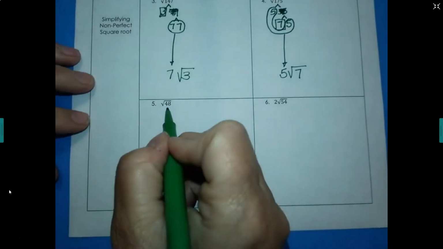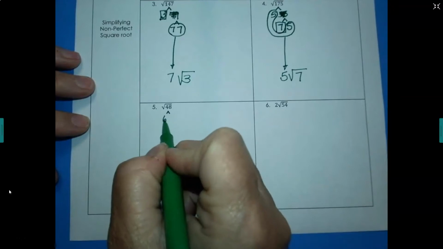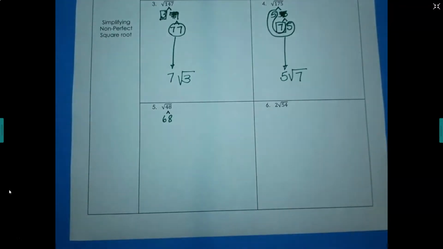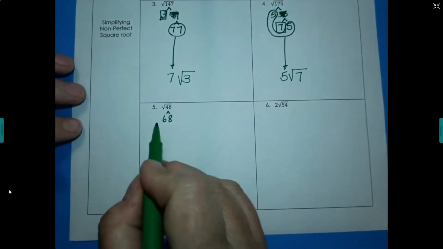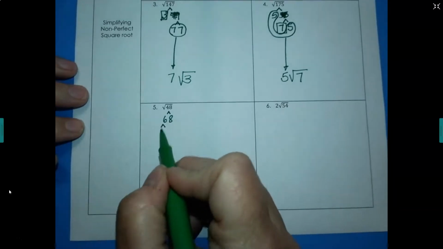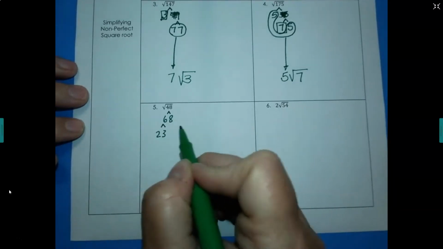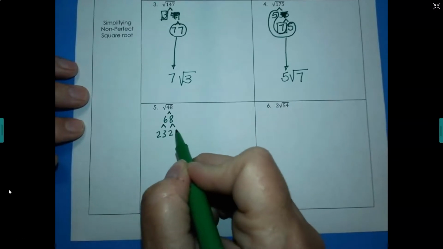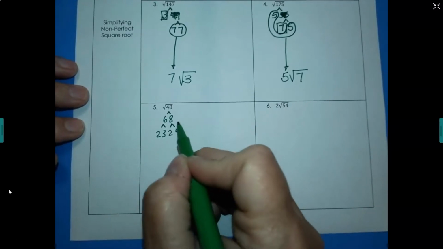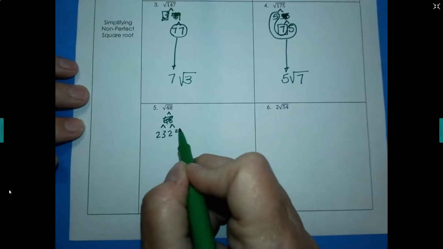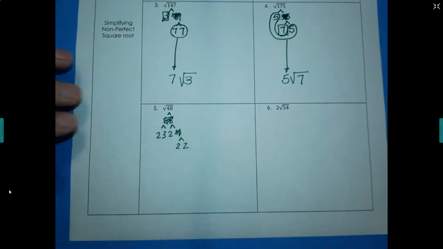Off the top of my head, this was always a hard number for me growing up. 6 times 8 is 48. That's how I always remember it, so that's the pair I'm going to use. Neither one of those is prime. They'll break down again. 6 is 2 times 3. And 8 is 2 times 4. And 4 will break down one more time to 2 times 2. All right, I got a little bit of a mess here.